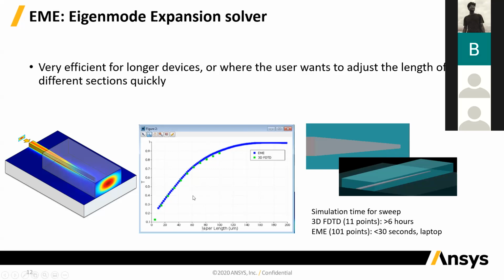For FDTD, if you have these 11 green dots, it takes more than 6 hours, whereas with EME, you can see we did a 101 point sweep, and it takes less than 30 seconds on a laptop. So EME is a very quick way to simulate long devices and optimize them. And then the way the workflow works is, once you have your design, then you go back to 3D FDTD and run a single simulation maybe to verify that the results are indeed what you expect them to be. FDTD is definitely the more accurate solver.